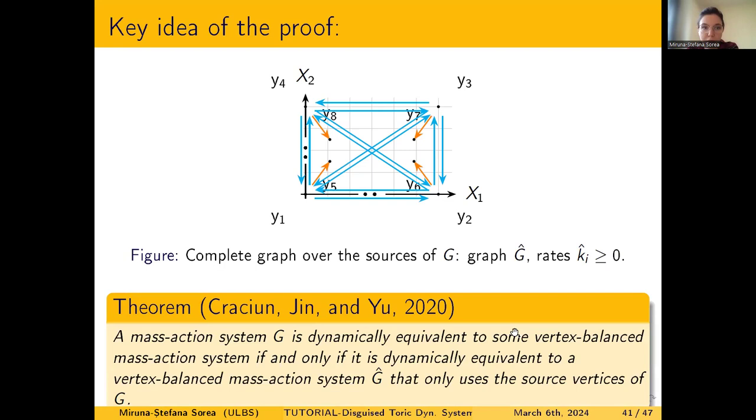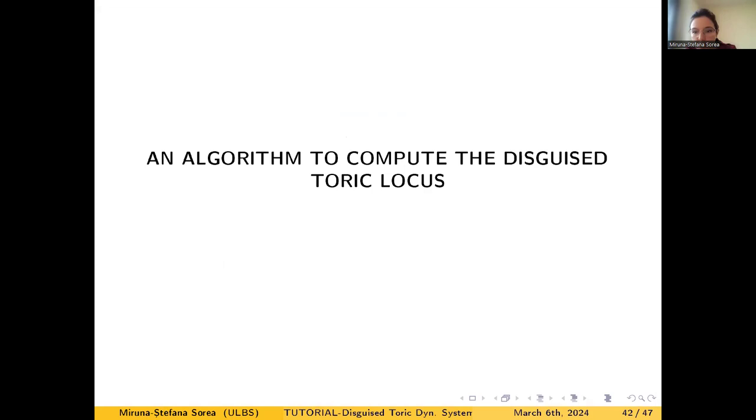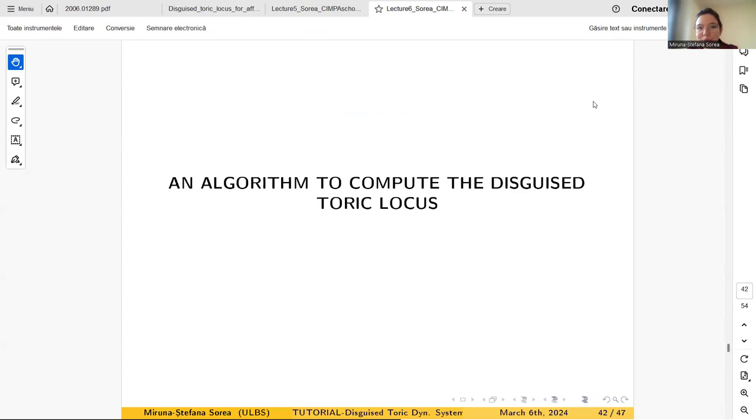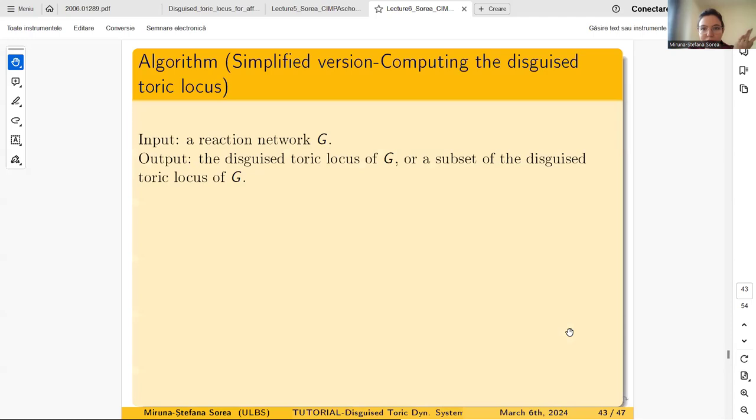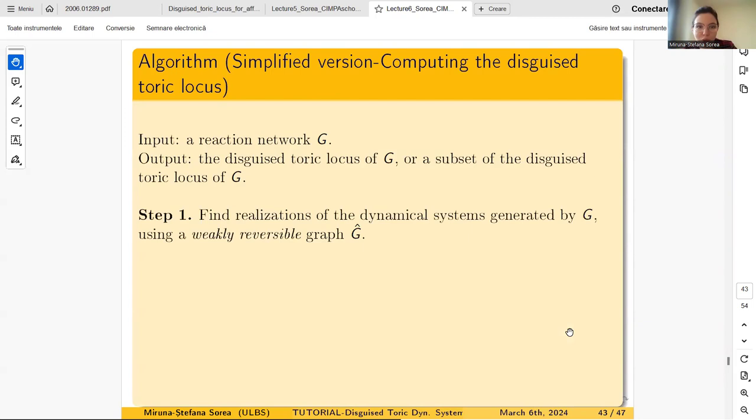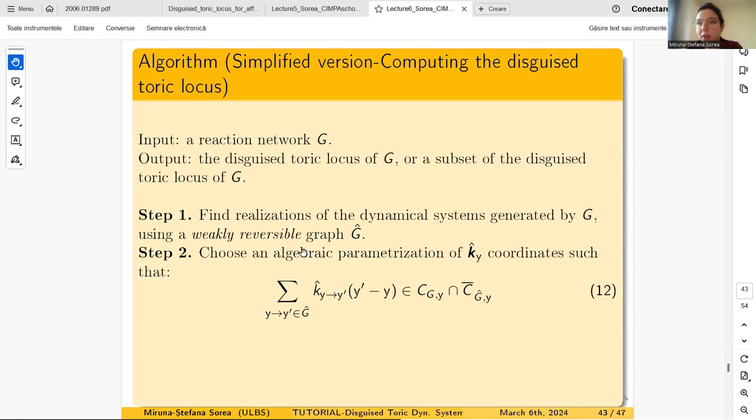And let me see what's the time. Oh, maybe if I have one more minute. The algorithm idea that systematizes what we were seeing all along the tutorial. What to do when you want to find the disguised locus? Well, start from your graph. You find the new graph G hat that is weakly reversible. It's a necessary condition. Choose k hats such that they are satisfying those nice relations here in terms of some cones. I don't go into details.